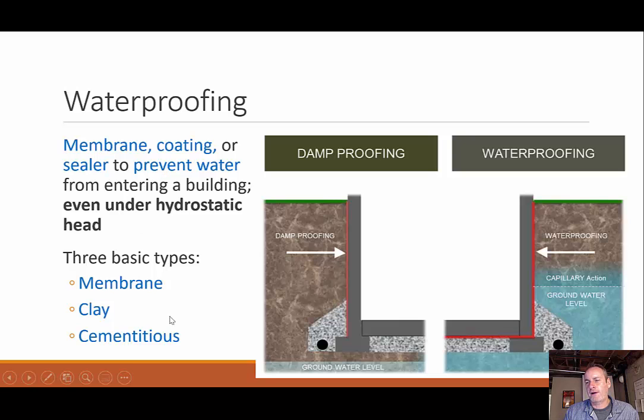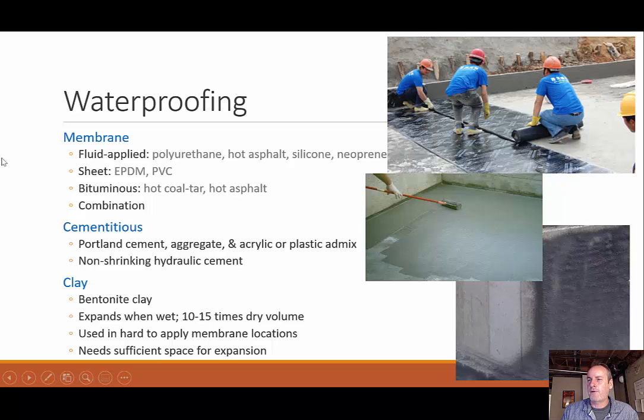3 different types. We can have membrane, clay, or cementitious. So let's look at those. With a membrane, like we see them rolling out here, could be in a sheet. That's what they're rolling out, made out of PVC or EPDM. Or it could be fluid applied. We see them rolling on some kind of fluid. And then we're talking about a polyurethane fluid or hot asphalt, silicone, neoprene. Bituminous, we talked about a little bit of that before. Hot coal tar, hot asphalt, or a combination of those, right?